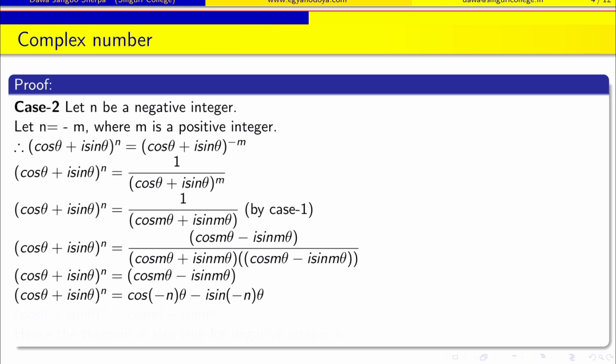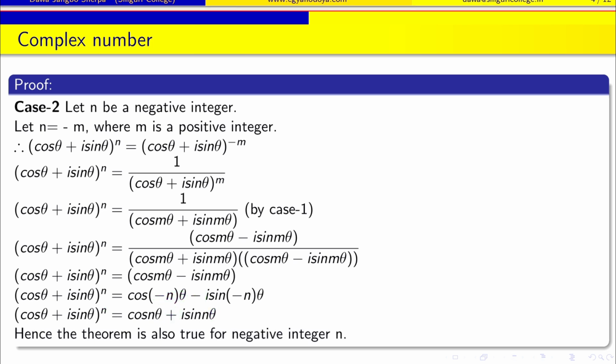Now (cos theta plus i sin theta) to the power n is equal to cos m theta plus i sin m theta with m equal to minus n, that is cos of minus n theta plus i sin of minus n theta. So instead of m, I am writing minus n. That means (cos theta plus i sin theta) to the power n is equal to cos n theta plus i sin n theta, because cos of minus theta is equal to cos theta and sin of minus theta is equal to minus sin theta. That minus and this minus will make it positive. Hence the theorem is true for negative integer n also.